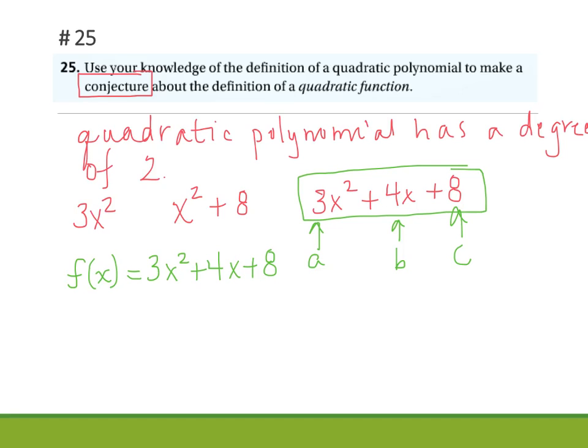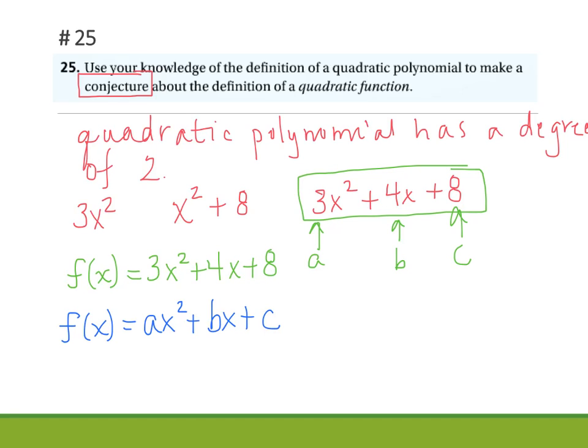Now, what we're going to be doing in this particular section is studying these quadratic functions and their properties, ultimately so that we can graph them and then use them to model real-world situations. The standard form for a quadratic function is the following. f of x is equal to ax squared plus bx plus c.